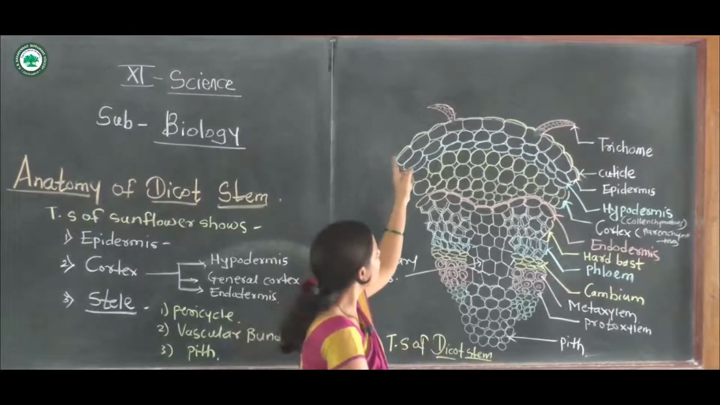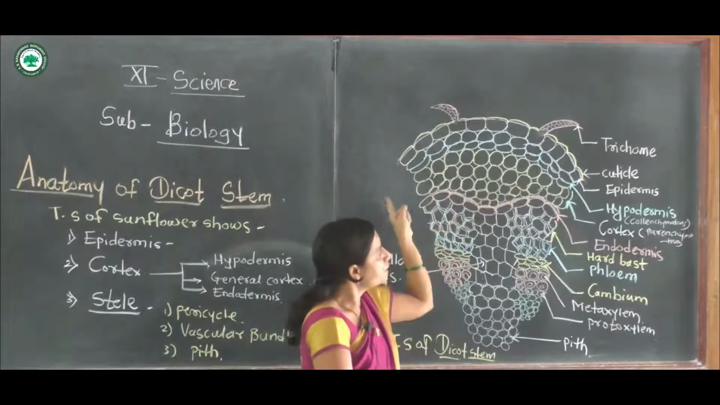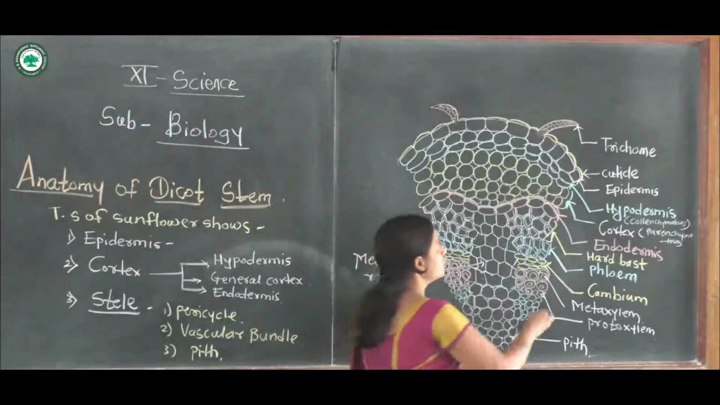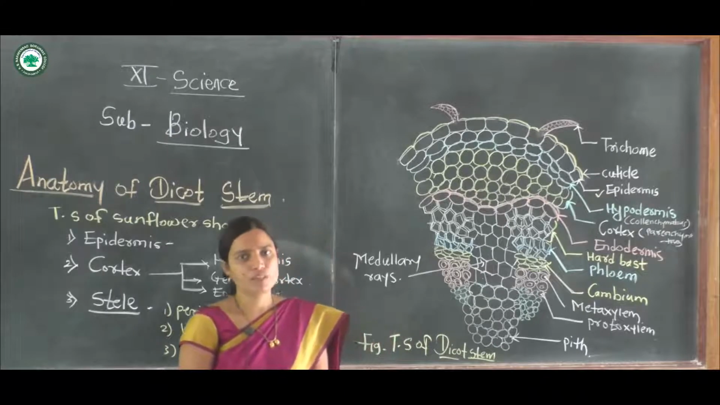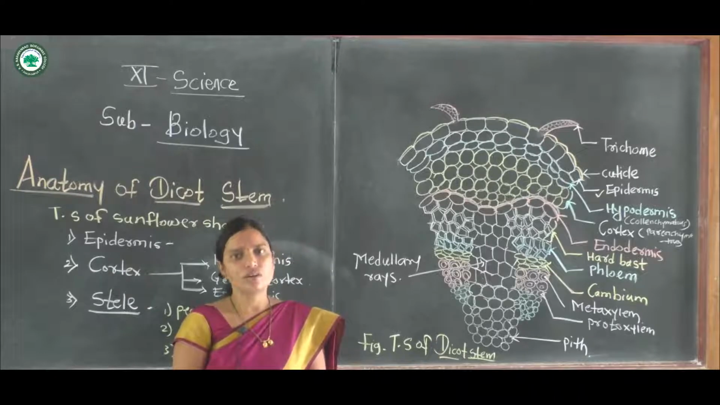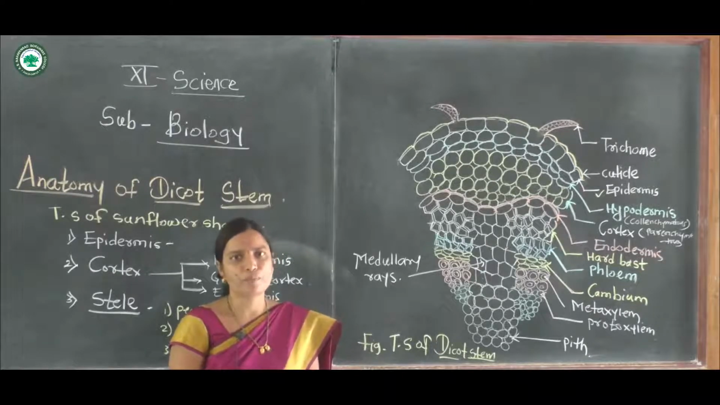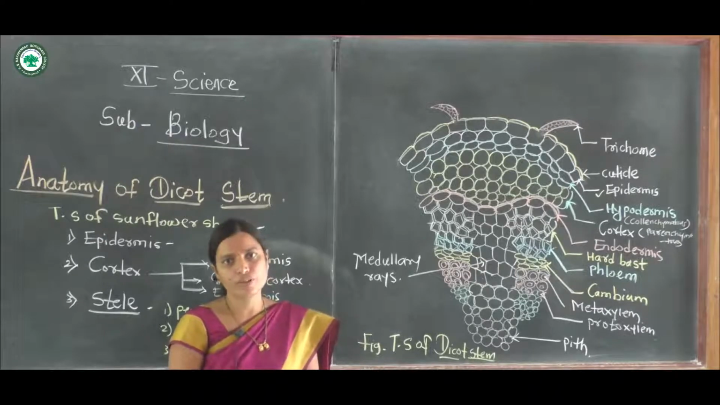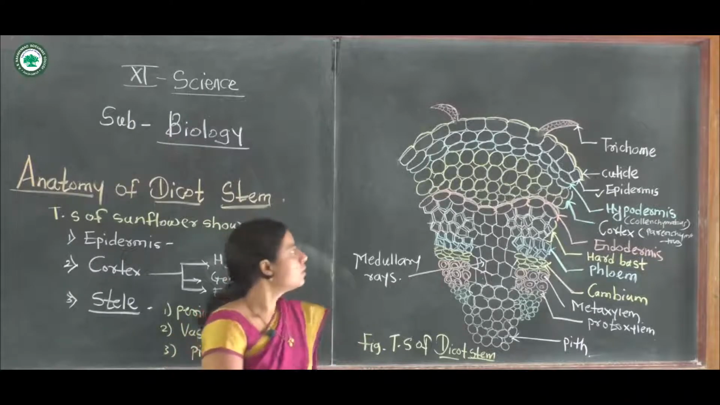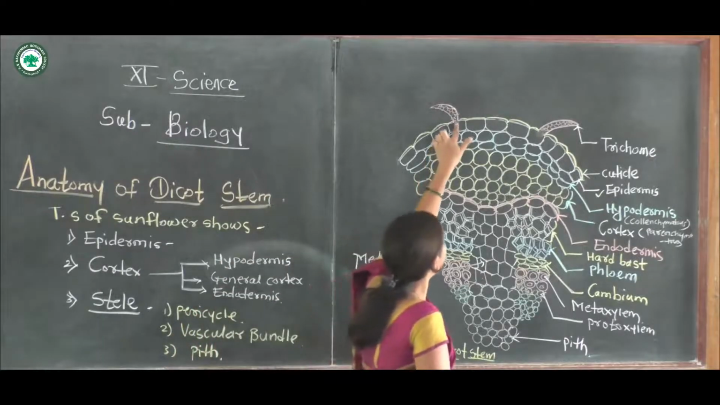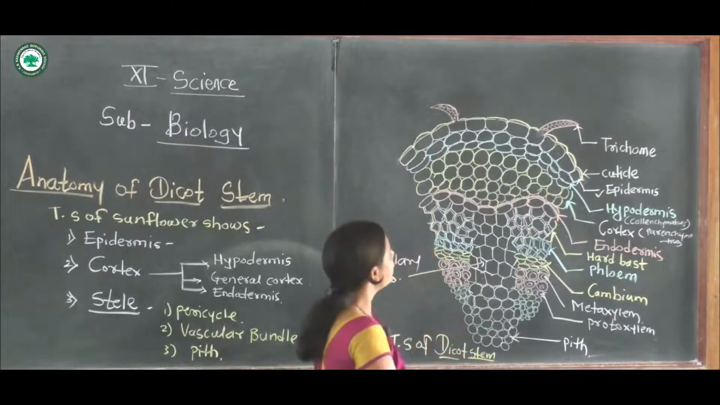The first layer, the outermost layer, is the epidermis. It is a single outermost layer, and it is called the epidermis. On the outer surface of the epidermis a thin layer is formed, called the cuticle. This cuticle is present on the outer surface of the epidermis.